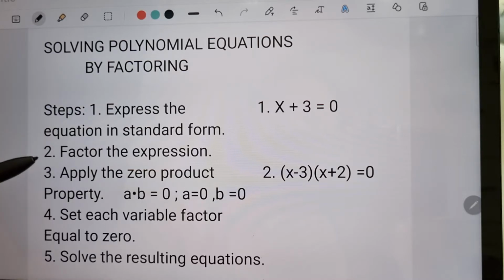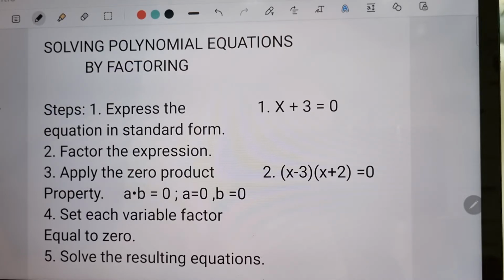Now, number 2, after that, factor the expression. So we have different ways on how to factor. It depends on the degree of the polynomial. Pag linear polynomial or first degree, we can automatic solve the value of x. Solving polynomial, by the way, is simply you're just going to find the values of x.